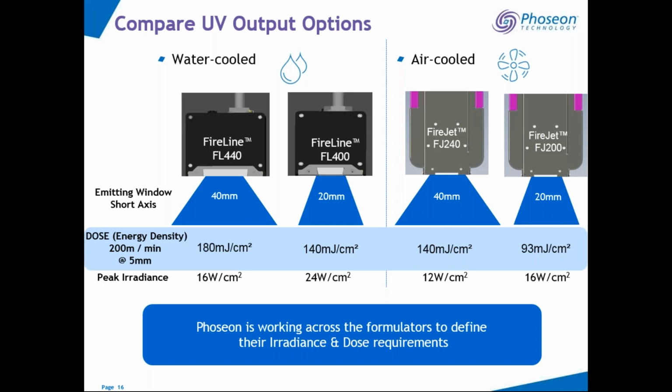You might need a smaller emitting window. But it's working with your press, knowing what your maximum press speed is, and then working with that ink supplier to make sure that we're providing the right product for your application.